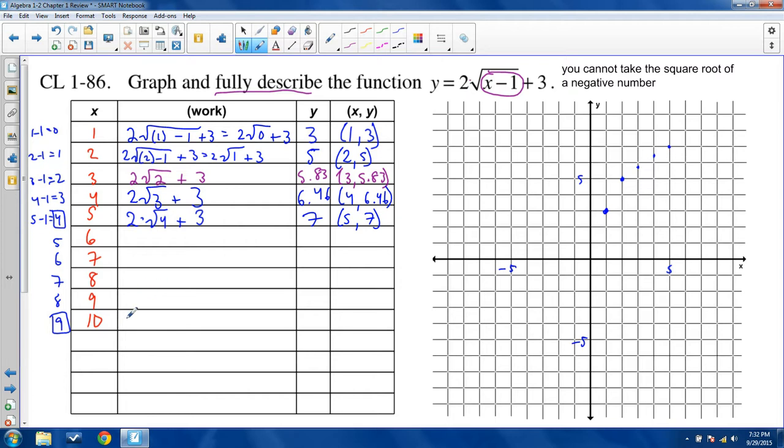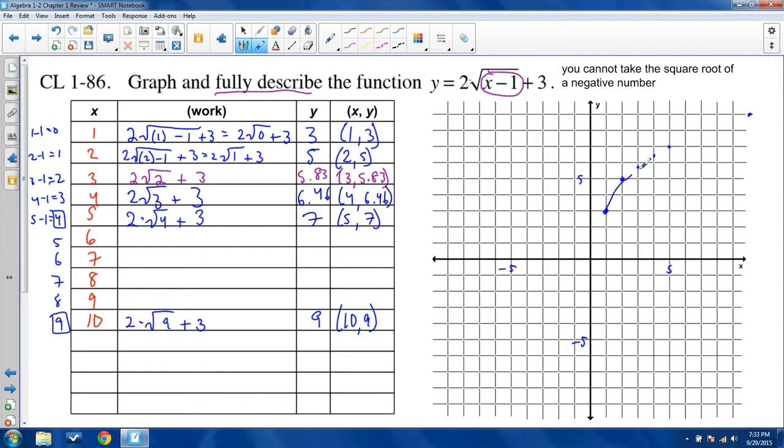Let's jump all the way down to 10. That's 2 times the square root of 10 minus 1, which is 9, plus 3. The square root of 9 is 3. 2 times 3 is 6. 6 plus 3 is 9. So there's another point on here that's 10 comma 9. So I can go all the way 6, 7, 8, 9, 10. It's kind of off the map a little bit. So there's another point that's way over here as well. To save myself some time, I'm only plotting the integer points right there.